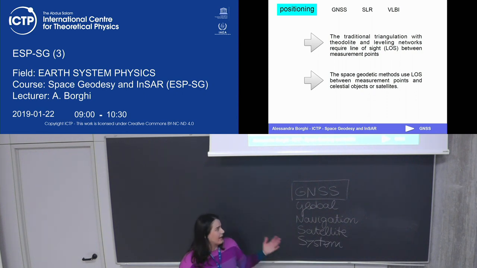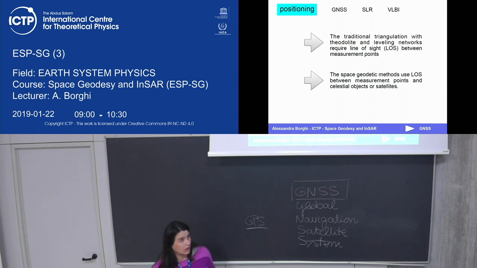Often we use just the term GPS because it is the most used technique, a fully complete system working since the end of the 1980s. So we have been using GPS for 30 years, so it's a very stable system. And in positioning, we can obtain positions using also different techniques: SLR, satellite laser ranging, or VLBI. We are going to present these techniques.